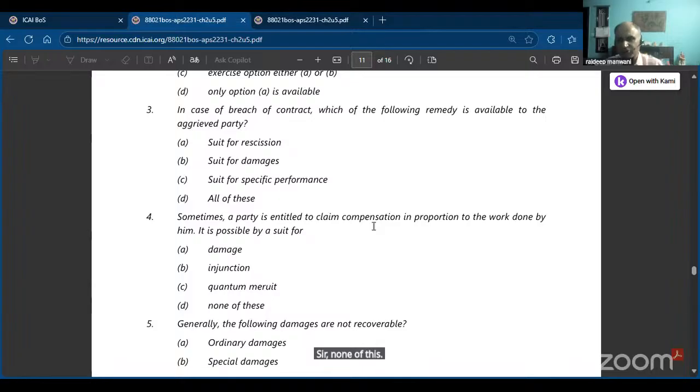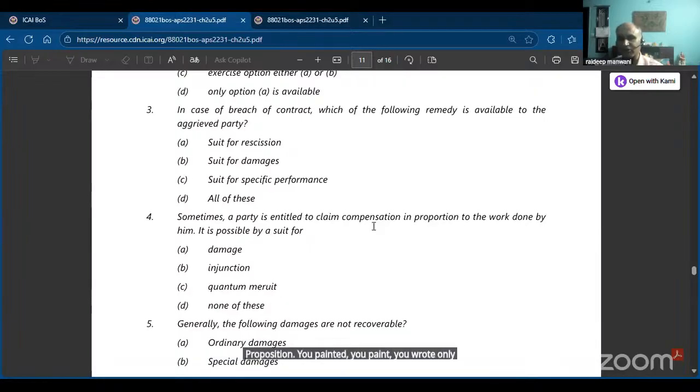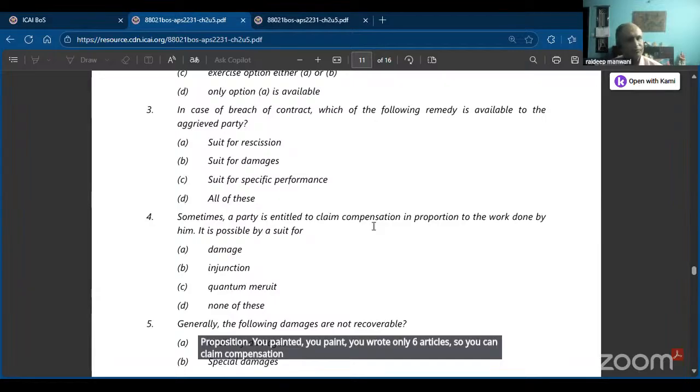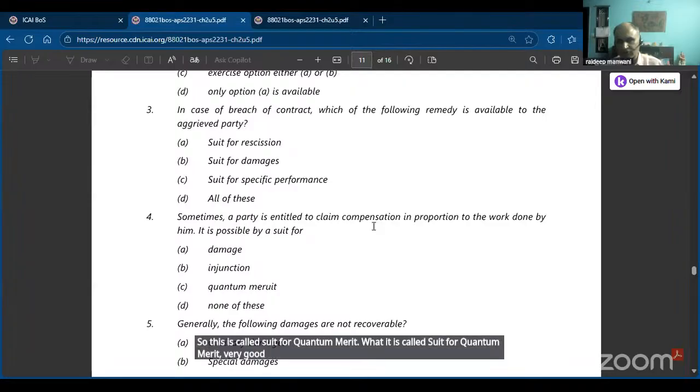No. Proportion for work done, however much work is done, it is quantum merit. As much work as is done is called proportion. You painted, you wrote only 6 articles, so you can claim compensation only for 6. For 50%. You painted only 60% of the house. Remember I just now told you? So this is called suit for quantum merit. Very good. Okay, go to the next person.